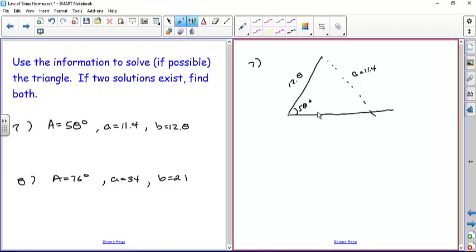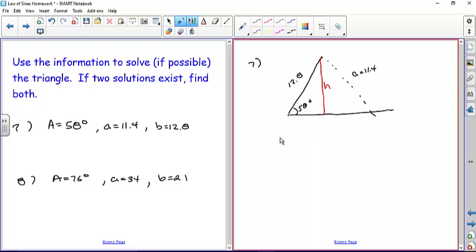And the question is, are we going to get two solutions? Well, what you have to do is figure out what this height is, and then see how they rank. Now we could actually have no solutions. If we took this side and rotated it around at 11.4, and if that is shorter than the height, then you get 0 solutions. But I think we're going to get at least one solution. So let's compare these lengths.